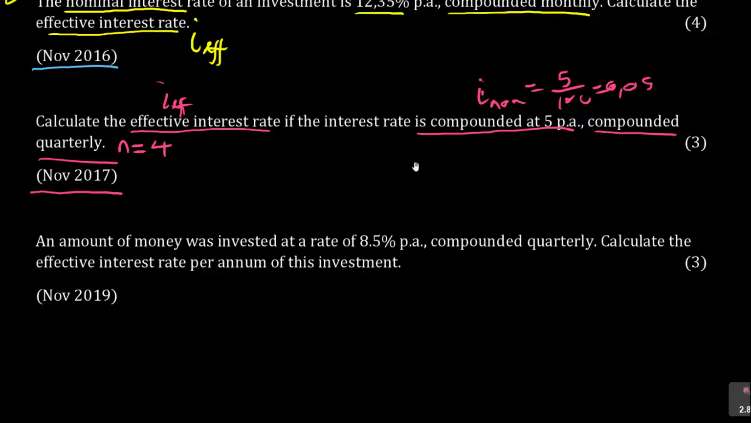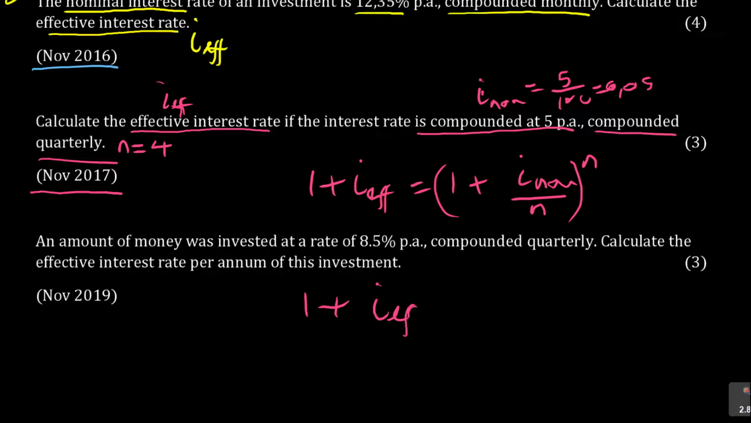So calculate the effective IEFF. Guys, it becomes easier now. I'm just going to work it here: 1 plus IEFF is equal to 1 plus I norm over n, to the power n. Or to shortcut this, if you are very comfortable, IEFF will be 1 plus, don't forget this will go to the other side, I norm, which is what?